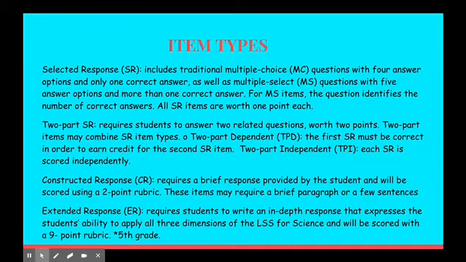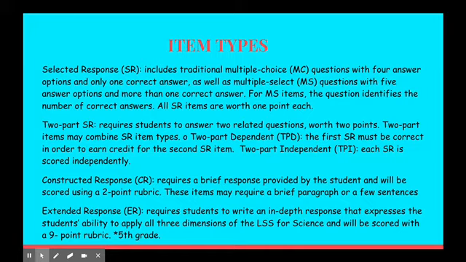2-part selective response requires students to answer 2 related questions worth 2 points. 2-point items may combine SR item types. 2-part dependent is where the first selected response must be correct in order to earn credit for the second selected response item. 2-part independent is where each selected response is scored independently of each other.